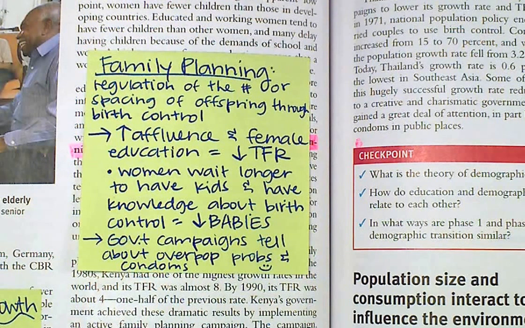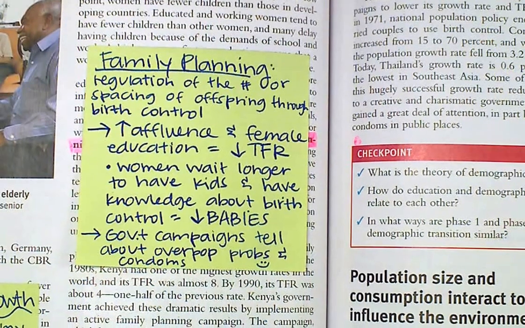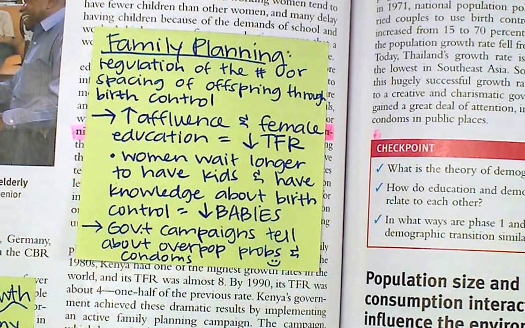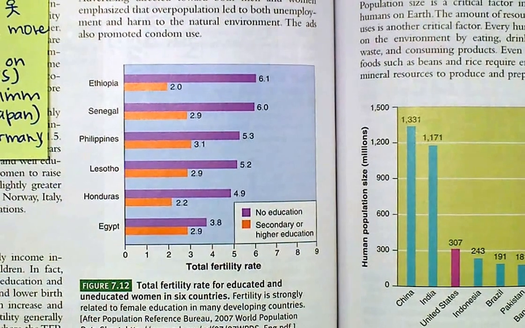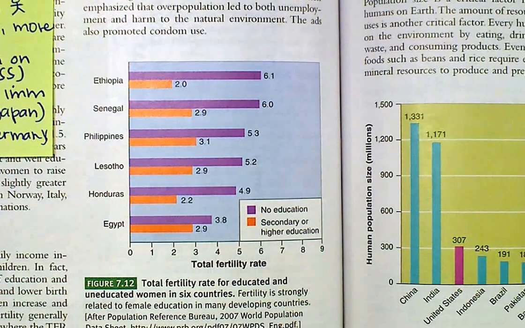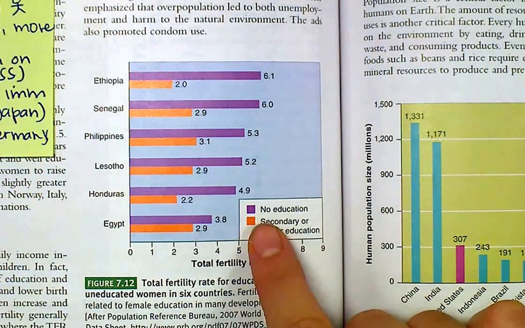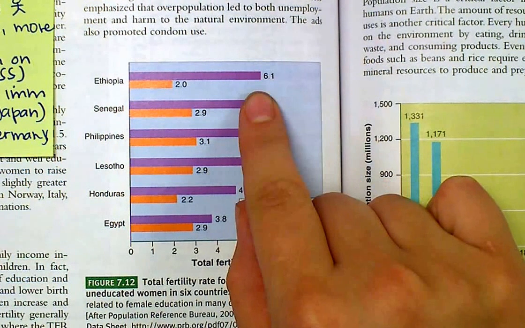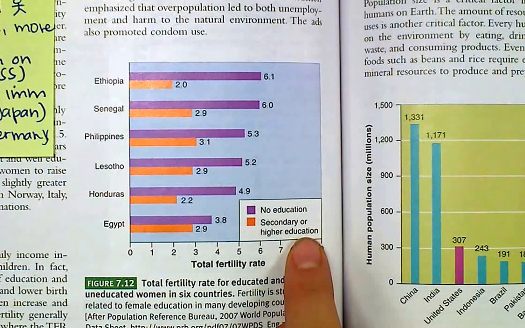Now, demographers have kind of seen these trends where an increase in affluence and female education leads to a decrease in total fertility rate. And now what I really love is this graph down here where it talks about the education of women and then the resulting total fertility rate. So in Ethiopia, women with no education have 6.1 babies on average, while women with secondary, which is high school, or higher education, which is college, have only 2.